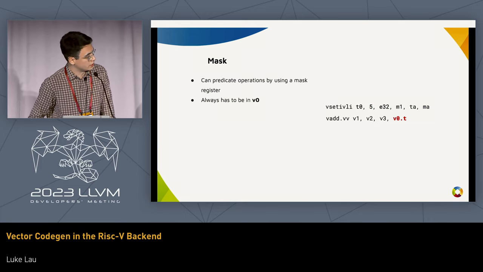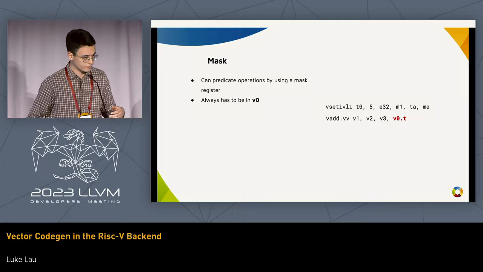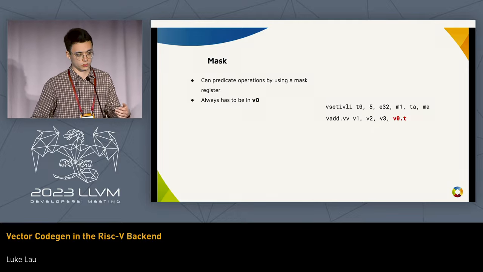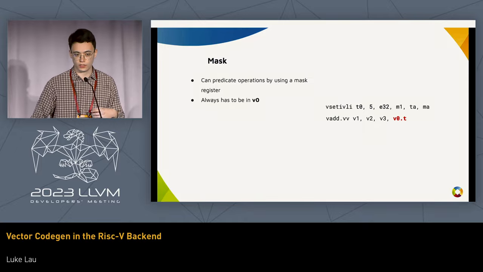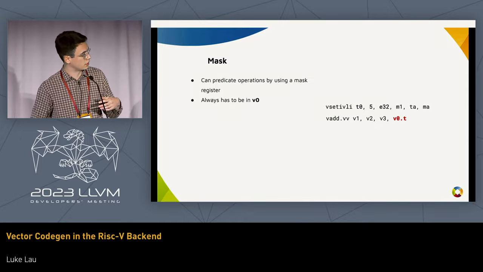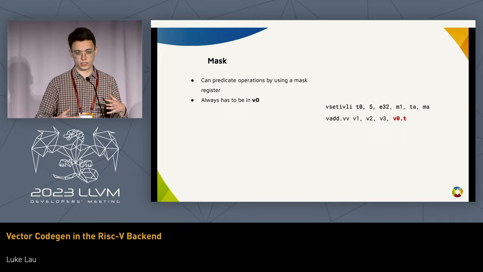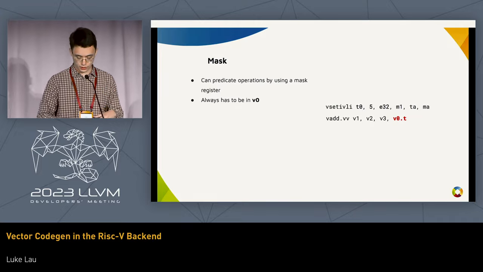We also have the ability to perform predicated execution. This kind of works how you'd expect. You can specify a mask register that has to be in the v0 vector register, and then it will enable or disable different lanes. And this will intersect with the vector length register predication.